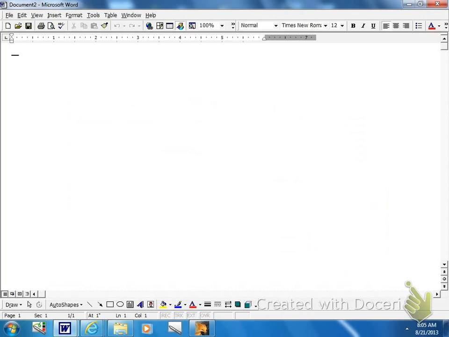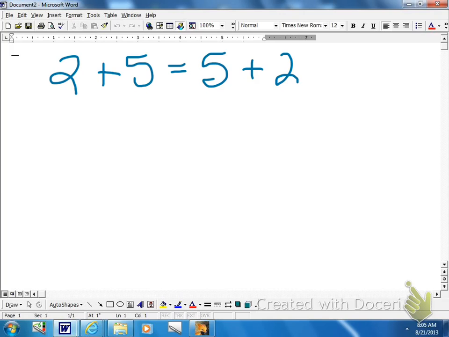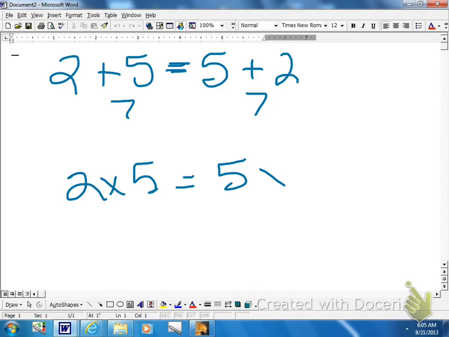So what the commutative property is basically saying is I can add numbers, 2 plus 5, and the order does not matter. 2 plus 5 or 5 plus 2, they are both going to be equal, and they're both going to be 7. It doesn't matter the order. Or 2 times 5 is going to equal 5 times 2. Both will equal 10.